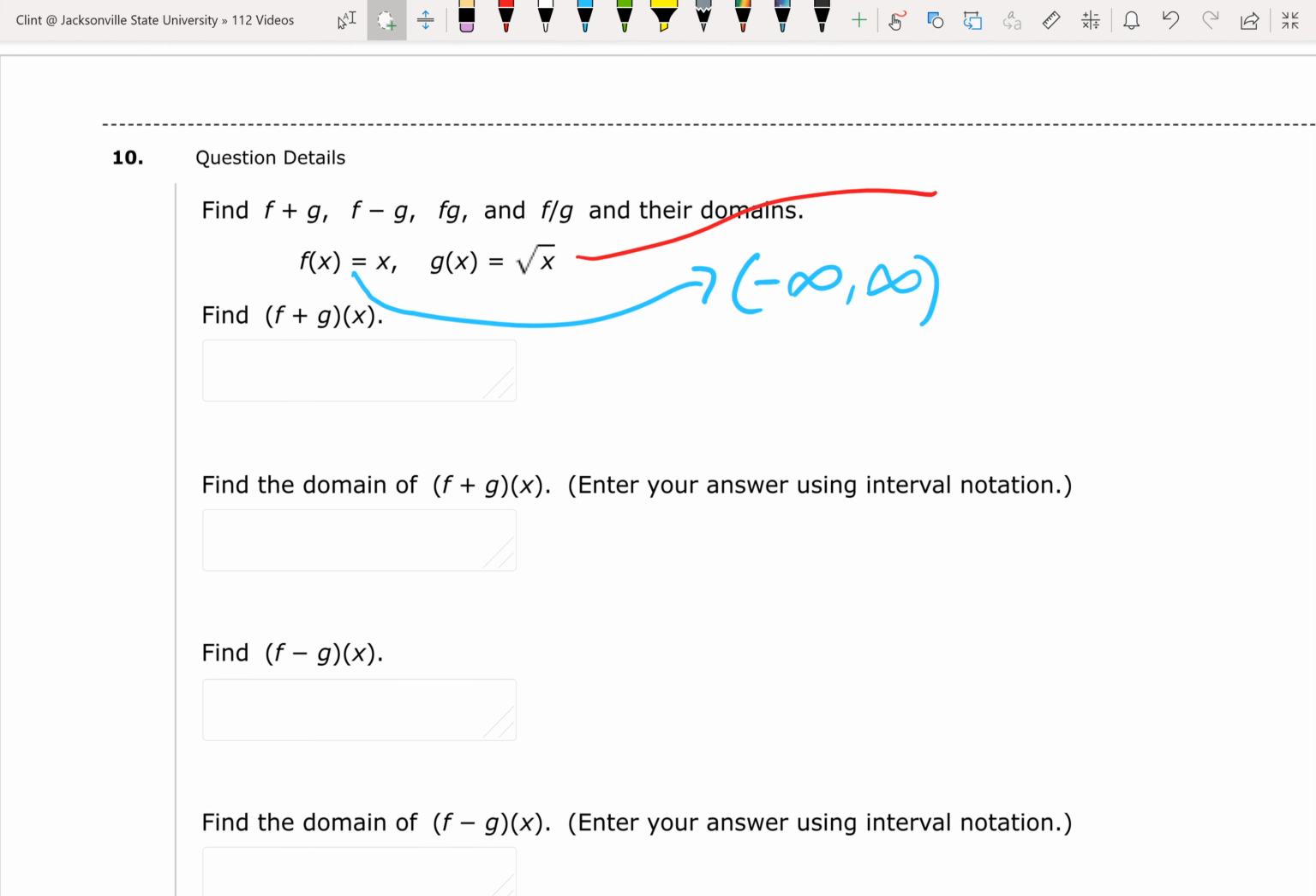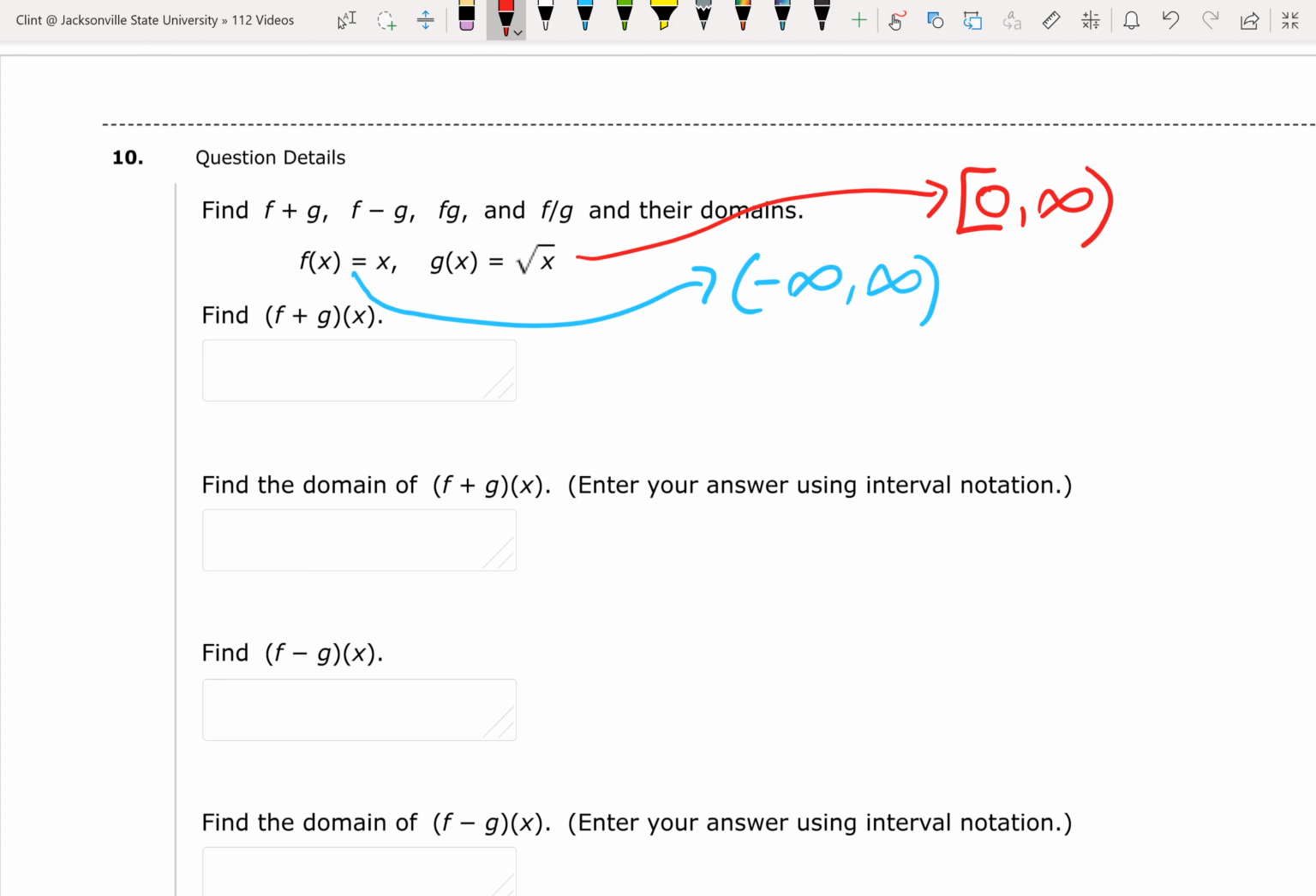For the other one, our domain, we do have a square root, so here we can't use negative numbers for our x's. We're going to start and include 0 because square root of 0 is 0, that's okay. And then we're going to go toward positive infinity. We just can't go to the left, we can't go to negative numbers, so there's our two domains.